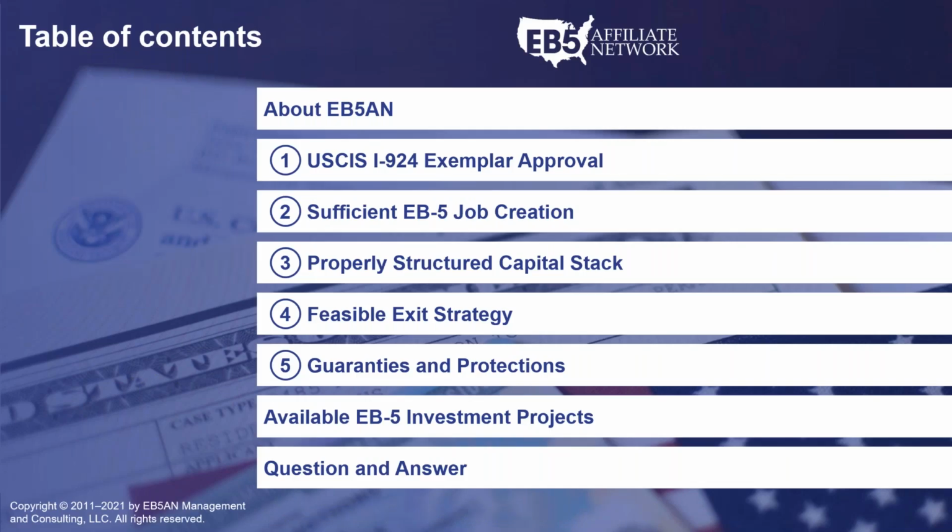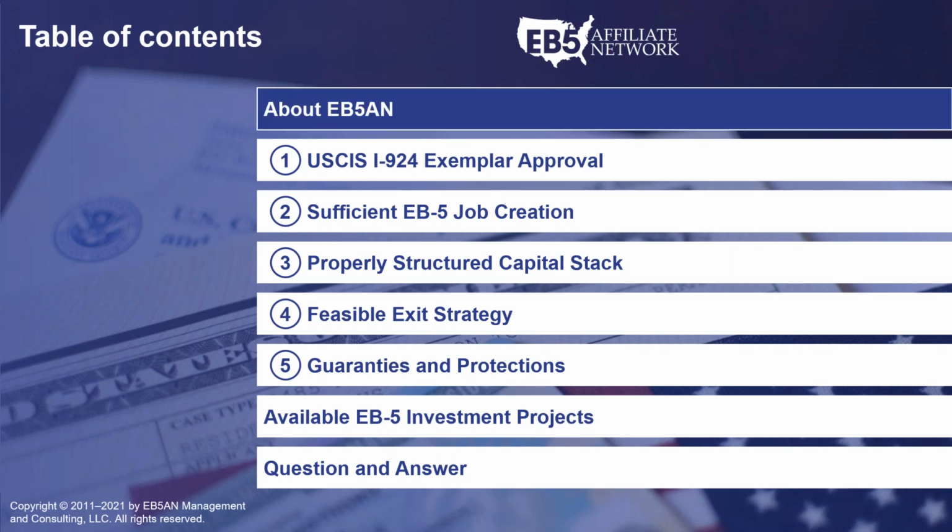So we'll get started first and go over a quick overview of what we're going to try to cover today and what those 5 different major components of the investment framework are. First, we'll start with a little bit of background about EB-5 Affiliate Network, or EB-5AN for short. We'll talk about the first component, which is USCIS 924 Exemplar Approval. Then we'll talk about job creation. Then we'll talk about a properly structured capital stack. Then we'll go into a credible or feasible exit strategy for the project. And then we'll finish up with the guarantees and protections that are becoming more common for projects in the market today. Then we'll spend a few minutes on 2 current EB-5 investment projects that we have available, and then we'll open it up for questions at the end.